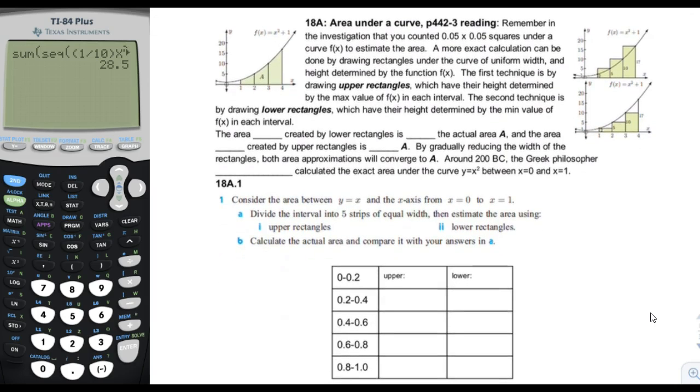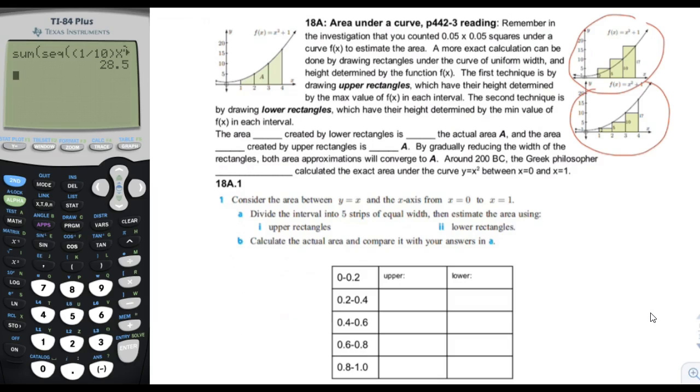Area under curve. Remember in the investigation that you counted up those little squares underneath the curve to estimate the area. You can do a more exact calculation by drawing little rectangles underneath the curve. Okay, so there's two ways to draw the rectangles.